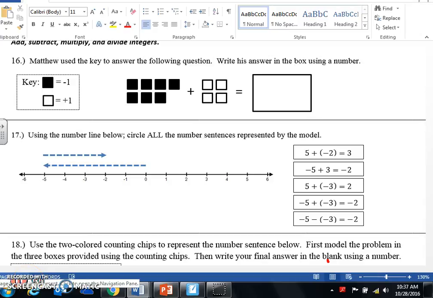Okay, so here's the third and the fourth page of your study guide. So Matthew used the key to answer the following questions. Write his answer in the box below. So the first thing that you need to look at is the key, y'all.